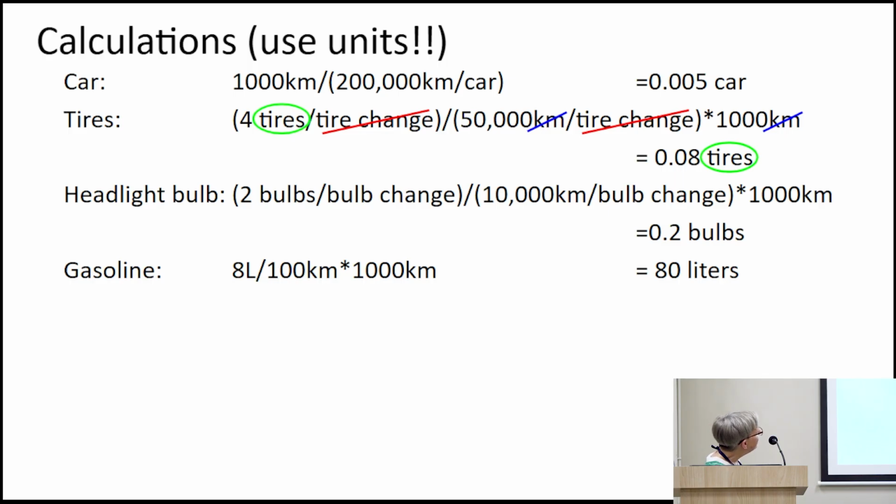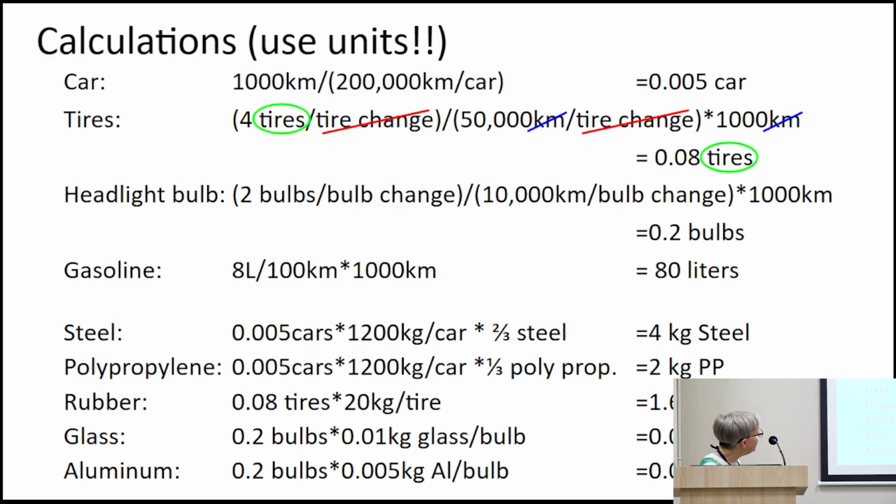And then you end up with 0.08 tires worth of material for the functional unit. And then we do the same thing with the headlights and the gasoline. And then we can do the next step, right? That tells us how much of a car and how much of a tire we need. And then we just do the math.